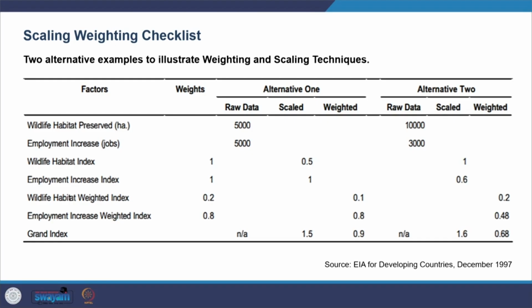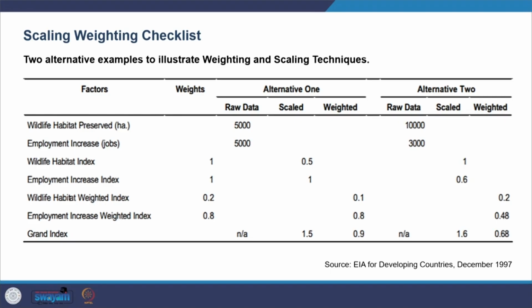And then we look at how much the change is. You can see that in alternative 1, wildlife habitat preserved is 5,000, whereas in alternative 2, wildlife preserved is 10,000. So you are preserving more of the wildlife. And employment increase in the first alternative is 5,000, whereas in the second alternative it is 3,000. So how do you look at that, and how do you scale that?